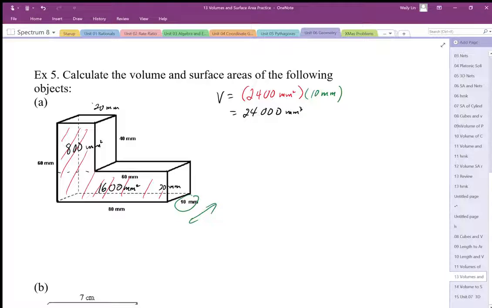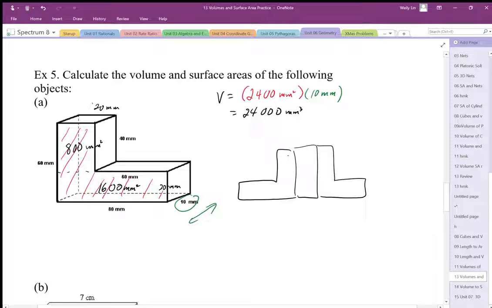I want to do the surface area. To do the surface area, I need to make sure I account for all the surfaces. So I'm going to draw my net. Okay, so this is going to be 2,400. We already calculated that. Okay, the bottom surface is going to be 80 by 10, so 800.